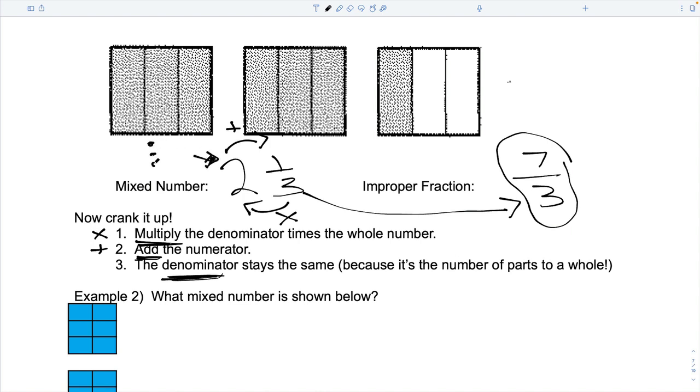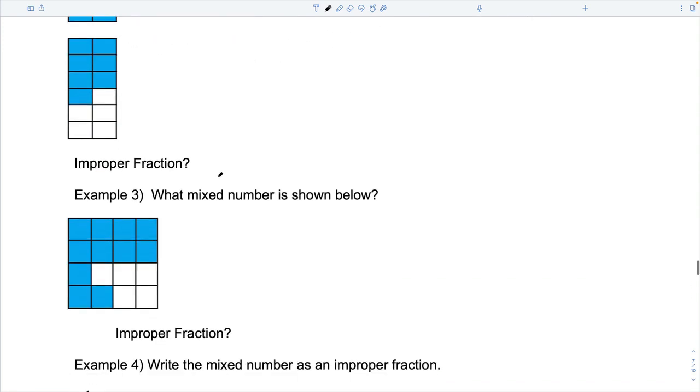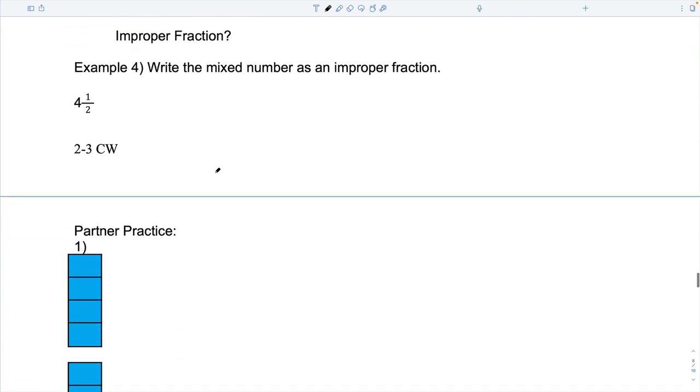Cool. Skip example 2, skip example 3, go to example 4. We have 4 and 1/2. Let's write that in larger print so I can work with it. I'm going to get mad. First, I'm going to multiply 4 times 2. That's 8. What do I do next, Henry? Add the 1. Okay, what's 8 plus 1, Henry? 9. Okay, what do I do next? What is that D, Nora?